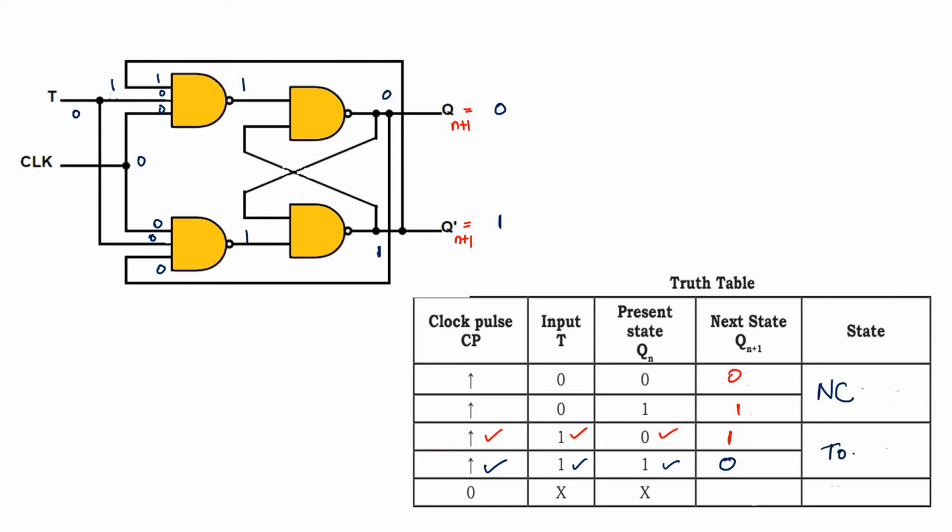So state is no change. Here toggles, because the present state is 0, but next state is 1. Present state is 1, next state is 0, toggles. Here Qn, there is no change.